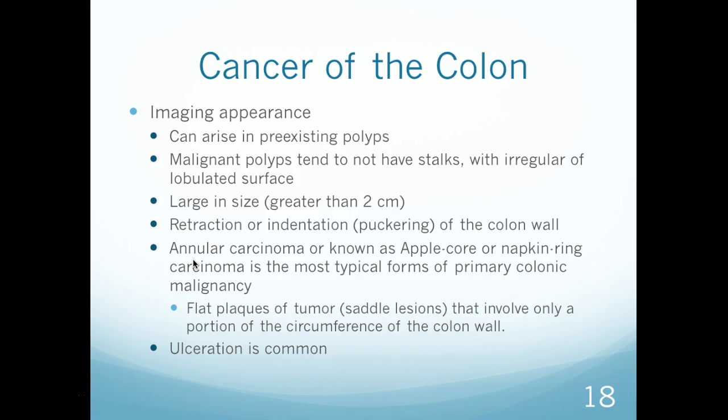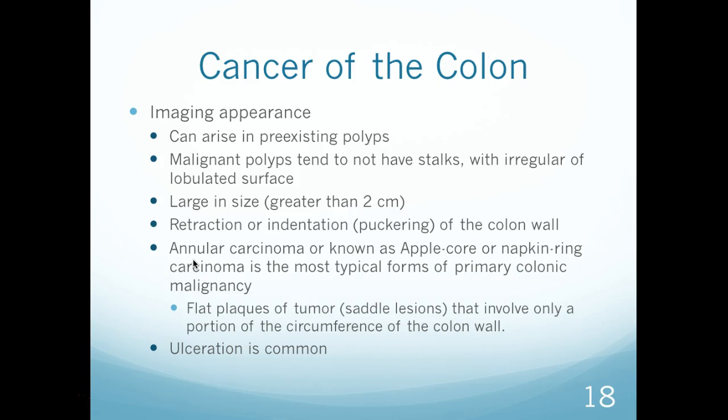So the imaging appearance can arise from pre-existing polyps. Malignant polyps tend not to have stalks, okay? A polyp normally looks like a piece of broccoli, with a stalk and then the bloom on the top. With colon cancer, the malignant polyps do not have the stalk. They have an irregular and lobulated surface. They can be large in size, up to 2 cm. There's retraction or indentation or puckering of the colon wall. It kind of eats away and pulls the colon in as it's eating away the colon.